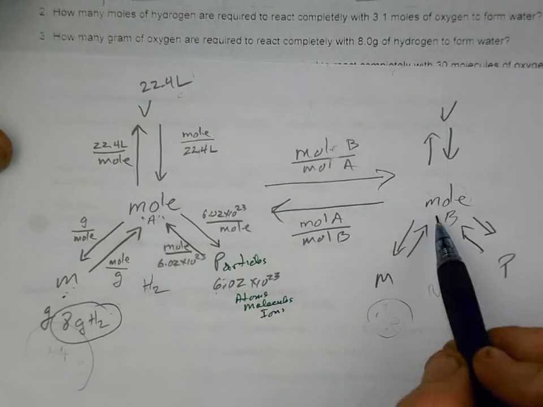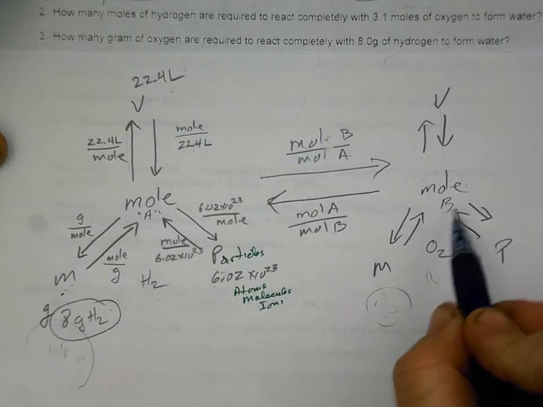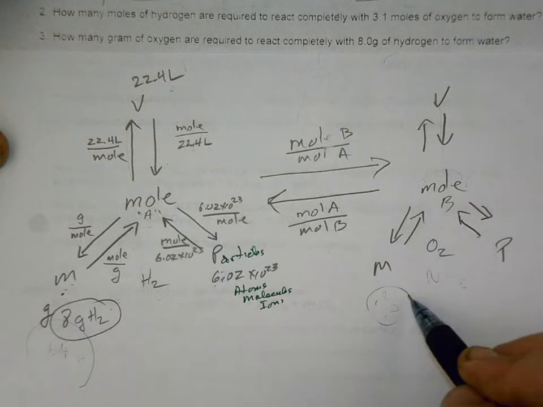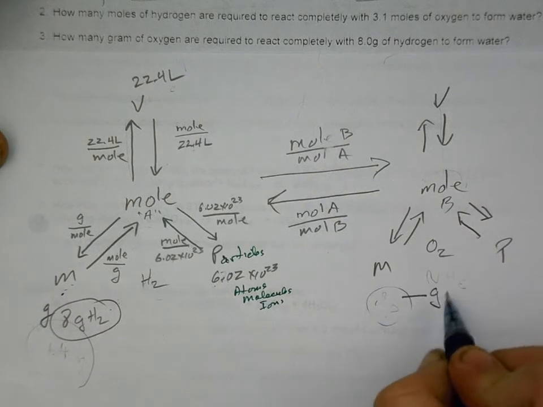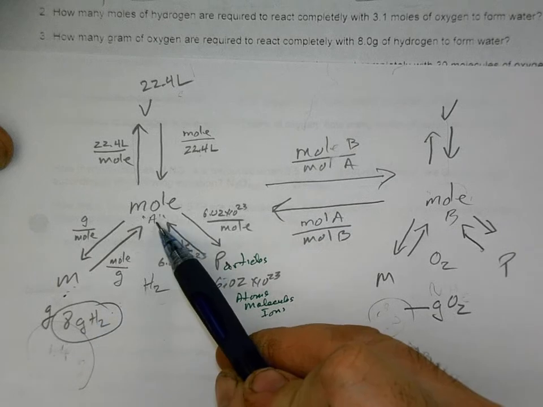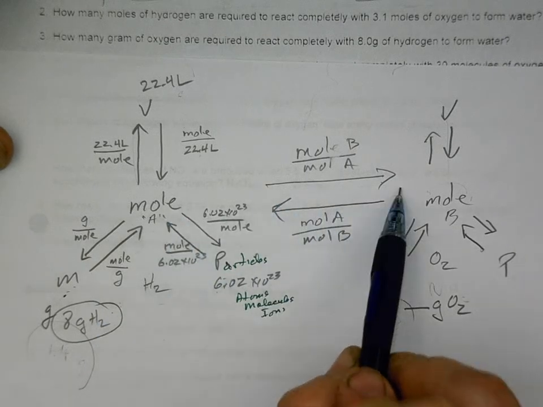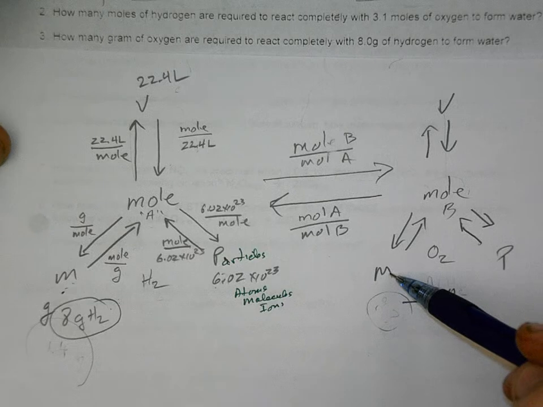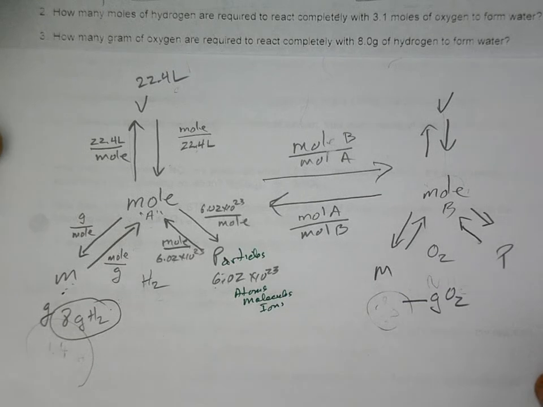We're going to come over here. I'm going to call this O2. So molecule B is going to be O2. And we're looking for blank grams of O2. We're going to need to convert to moles. Then we're going to do the mole-mole ratio. And then we're going to be converting back to grams. We've got a 3-step conversion, just like we've been practicing.